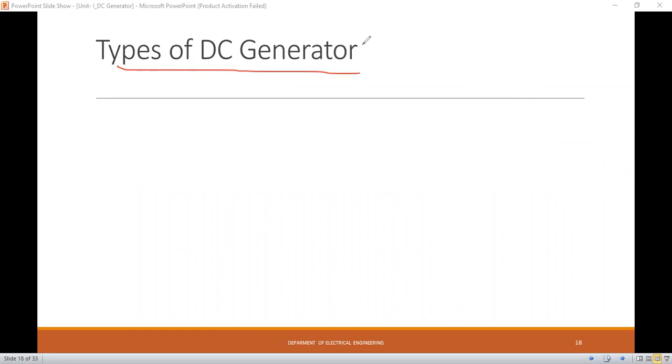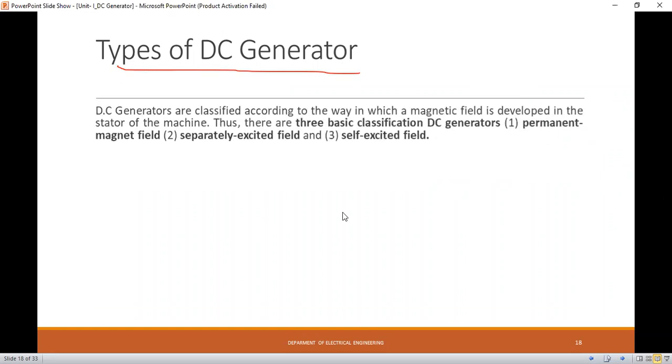So, the types of DC generator. The DC generator is classified according to the way in which the magnetic field is developed. It depends on how the magnetic field is developed. The magnetic field can be developed in the stator of the machine.